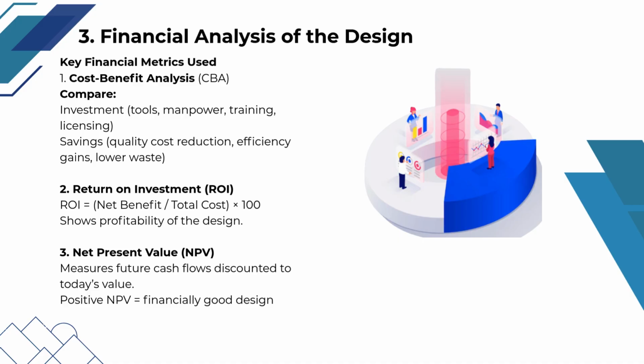Cost-benefit analysis compares the required investment, including tools, manpower, training, and licensing, against expected savings from improved quality, higher efficiency, and reduced waste. Return on investment (ROI), calculated as the net benefit divided by total cost, indicates the profitability of the design, while net present value (NPV) measures future cash flows discounted to today's value, with a positive NPV confirming that the design is financially worthwhile. Together, these metrics help management decide whether to approve full-scale implementation.